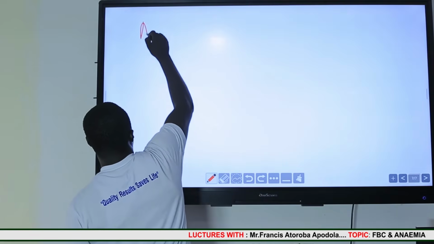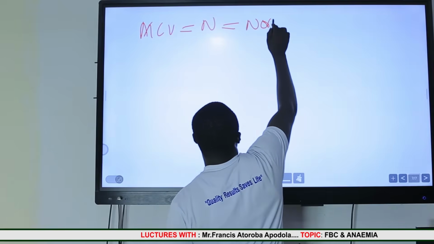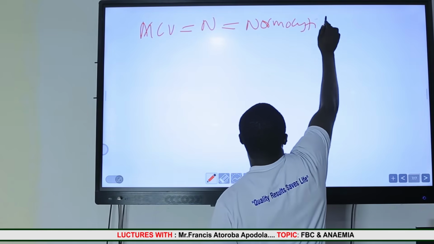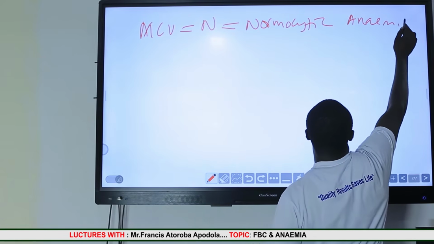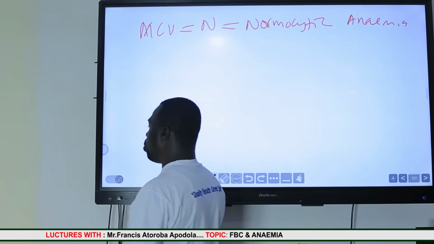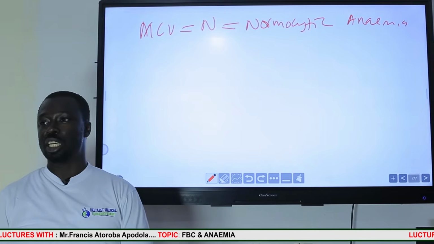The MCV of the patient could be normal, and if it is normal, then that is what? Normocytic. And if the HB is low, then that becomes normocytic anemia. So we want to establish the causes of normocytic anemia.